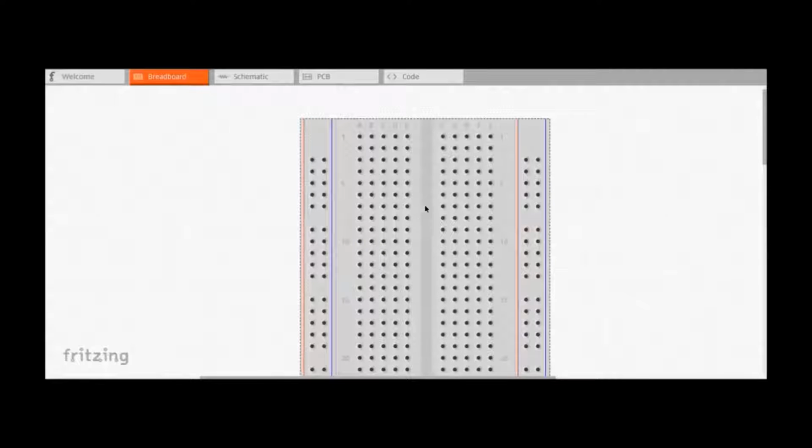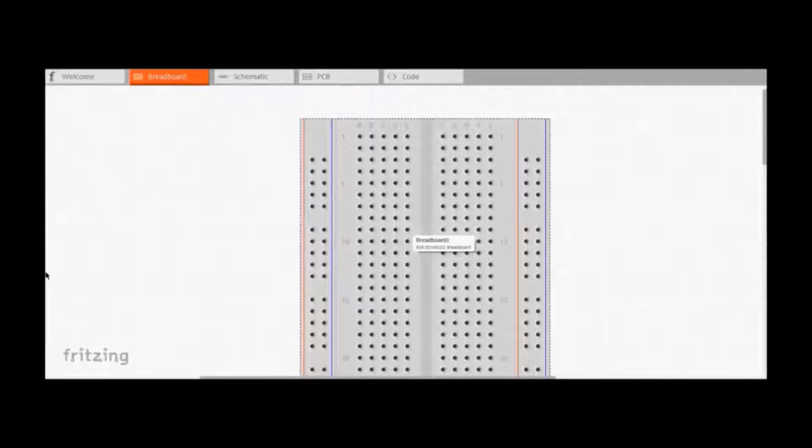Now, the gap here is put in place to allow users to insert what are called integrated circuits, which are compact circuit elements which contain many discrete electronic components. So the gap here allows us to connect an integrated circuit without shorting out the pins.